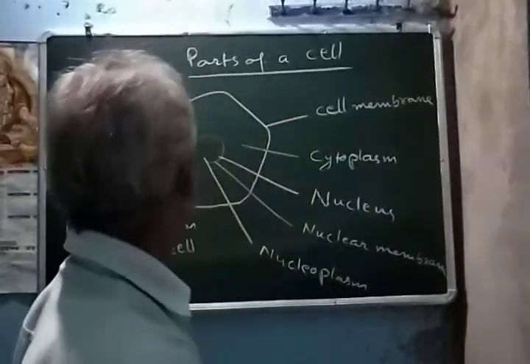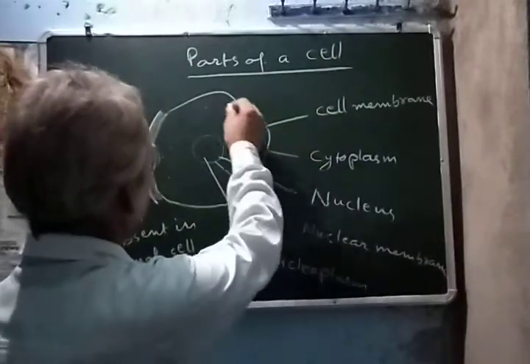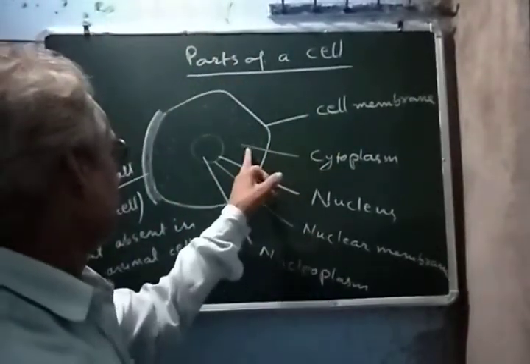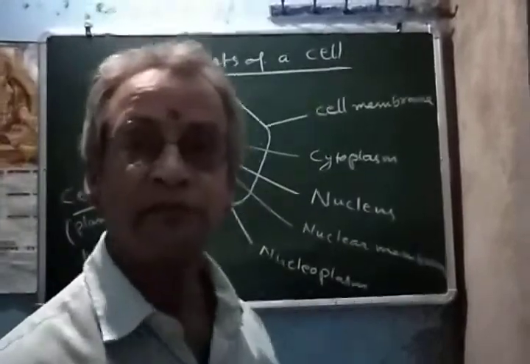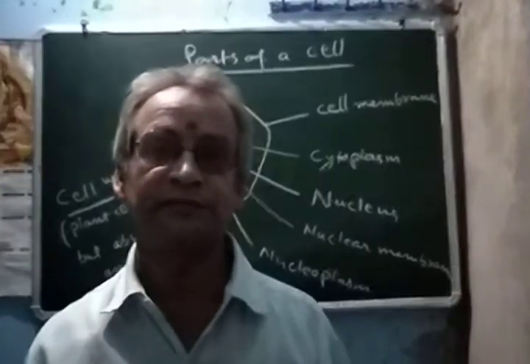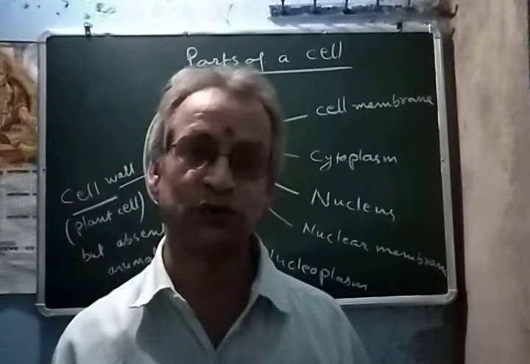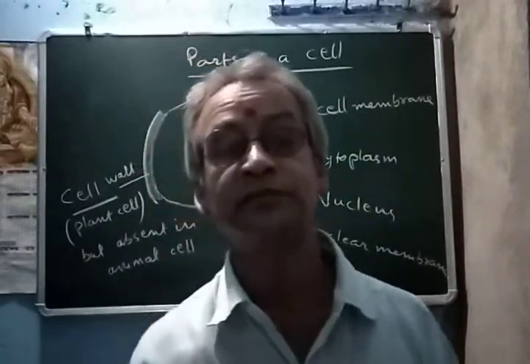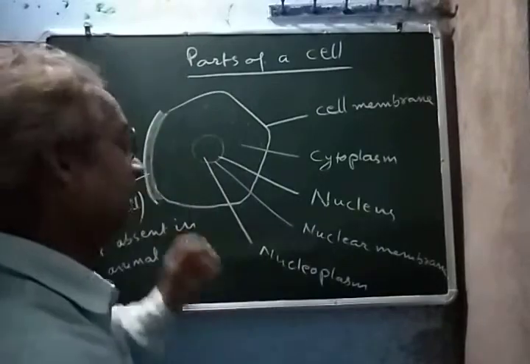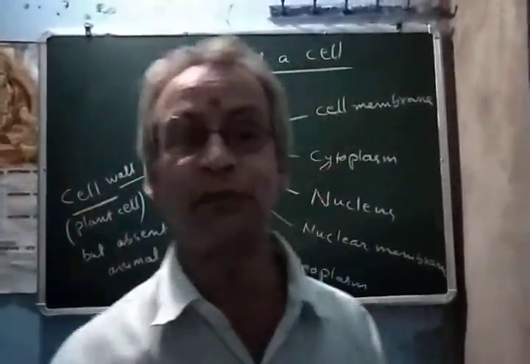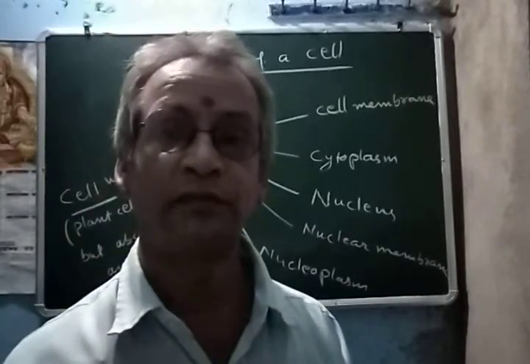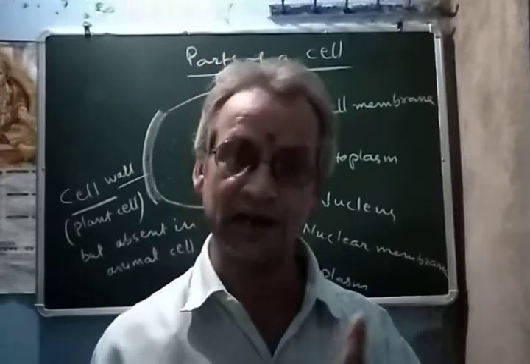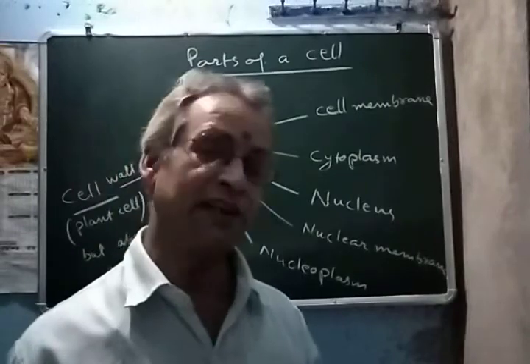But these main parts of a cell, cell membrane, cytoplasm, nucleus, etc., are present in both animal cells and plant cells. But in plant cells there is an additional thick layer made up of cellulose, which is called cell wall, only present in plant cell but absent in animal cell.